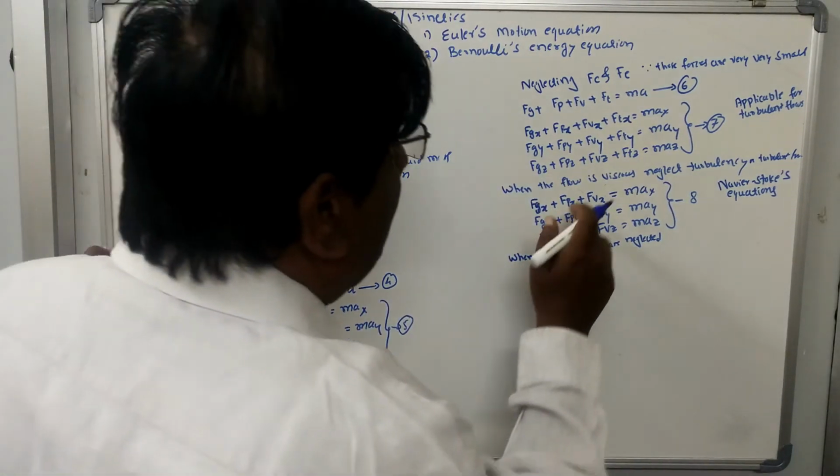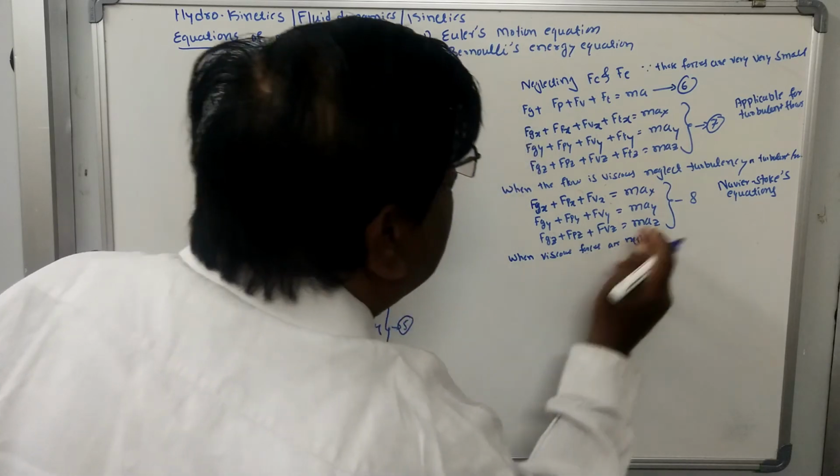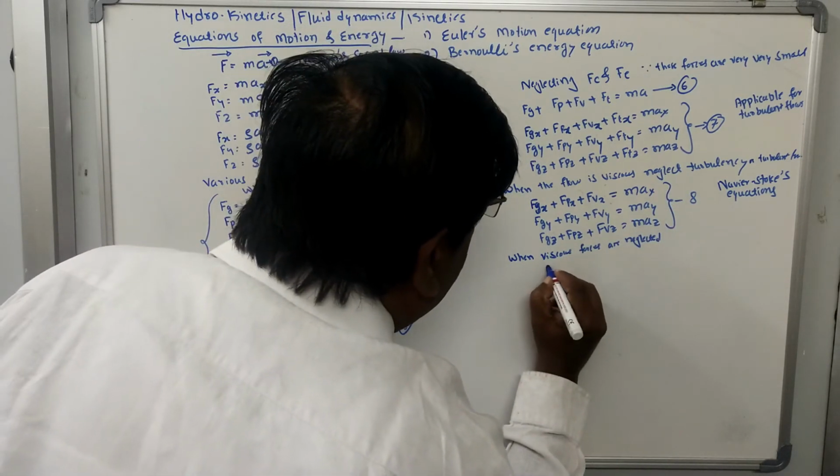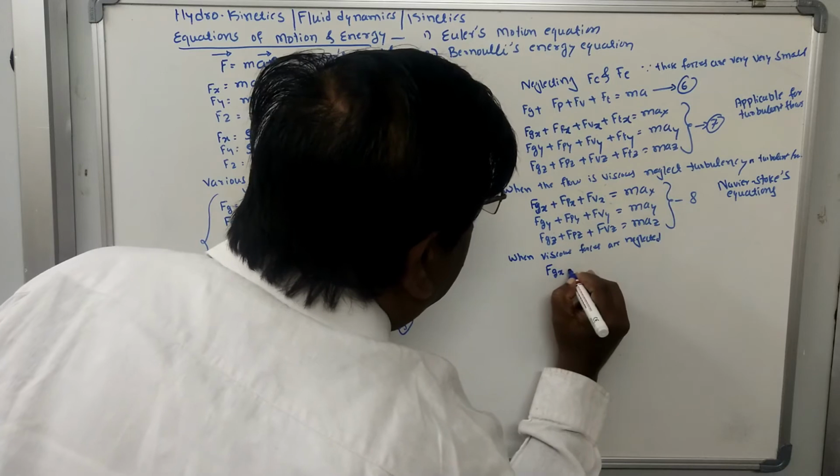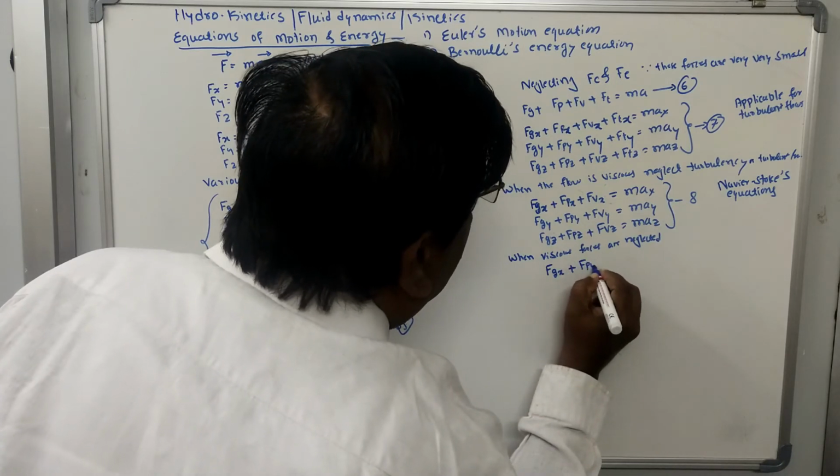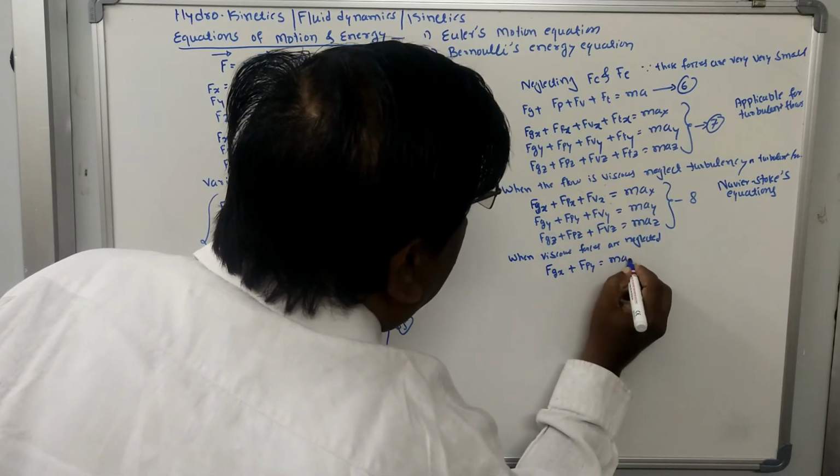So when we are neglecting the viscous forces, equation 8 is to be modified as F_Gx plus F_Px is equal to M a_x.